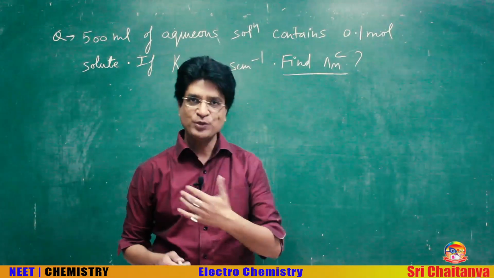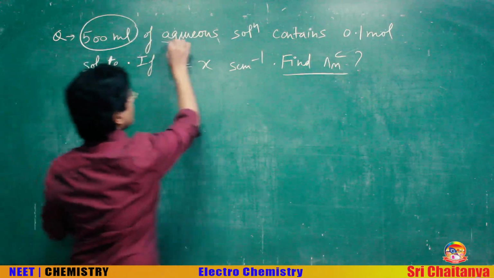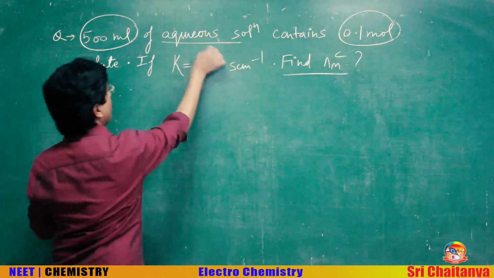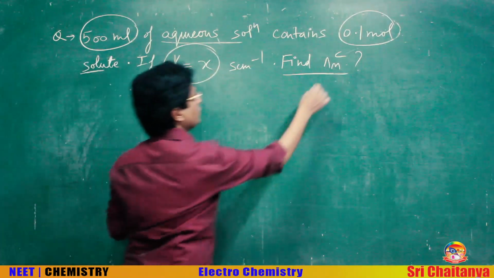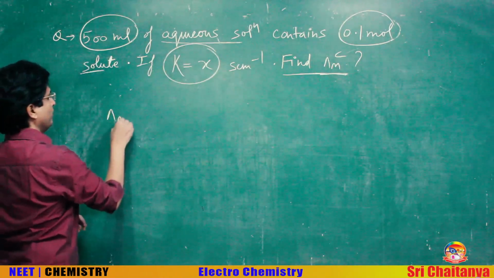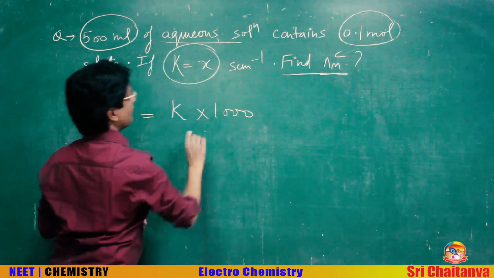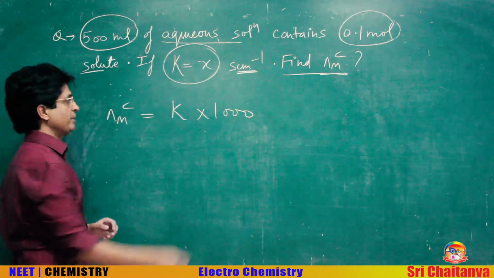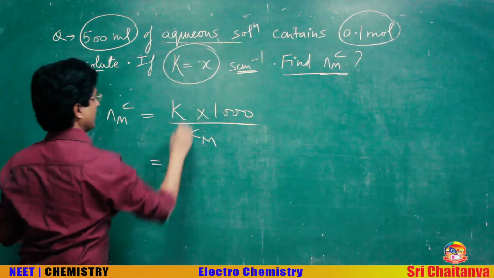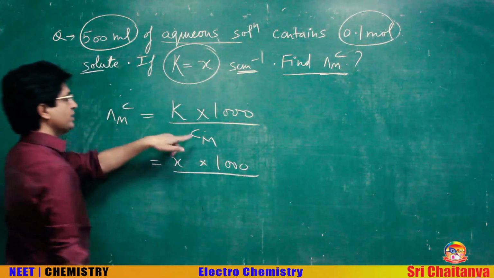Okay. Let's do one more question now. This question says 500 ml of aqueous solution contains 0.1 mole of solute. They're saying if kappa is X Siemens per centimeter, find molar conductance at this given concentration. So I know that molar conductance at a given concentration is kappa into 1000. Why 1000? Because I know that the units are per centimeter, divided by concentration in terms of molarity. So kappa is X into 1000 divided by concentration in terms of molarity.